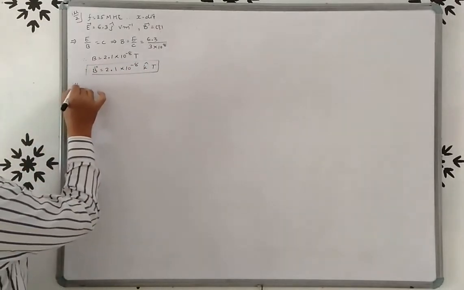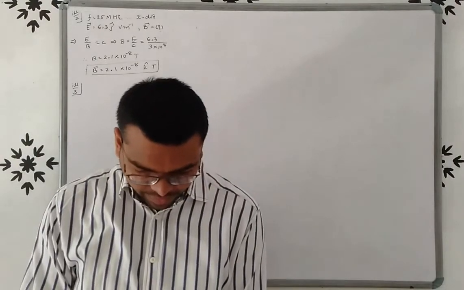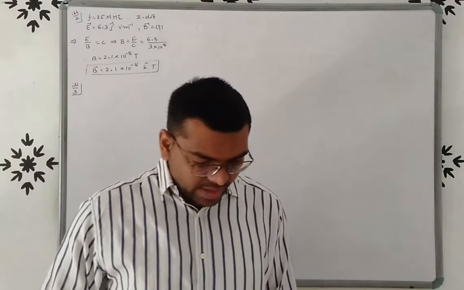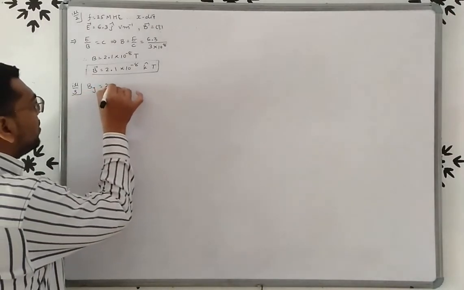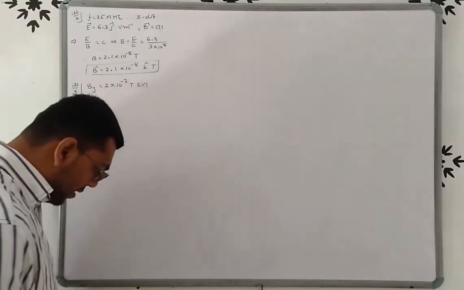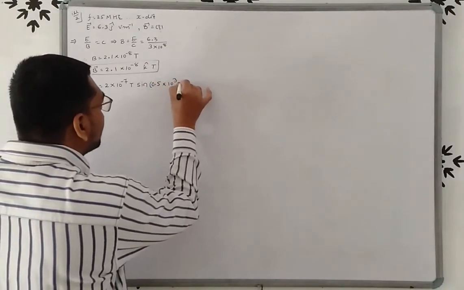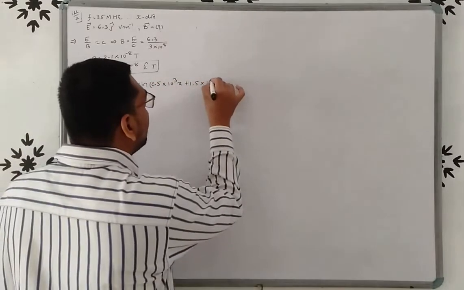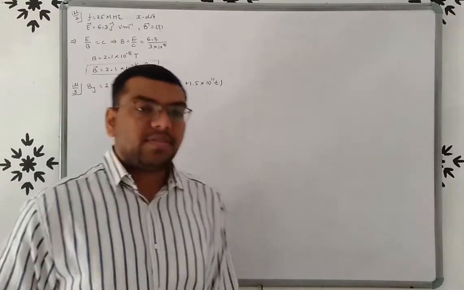Now see illustration 3. The magnetic field in a plane electromagnetic wave is given by By is equal to 2 into 10 raised to minus 7 Tesla sine of 0.5 into 10 raised to 3 x plus 1.5 into 10 raised to 11 t. Right? Then A, what is the wavelength and frequency of the wave?